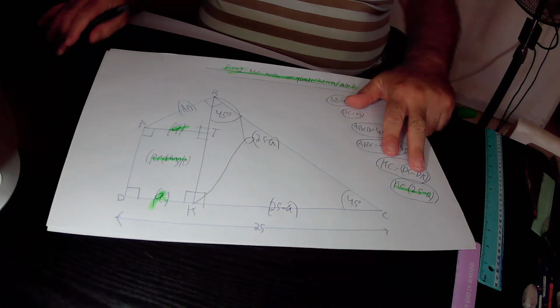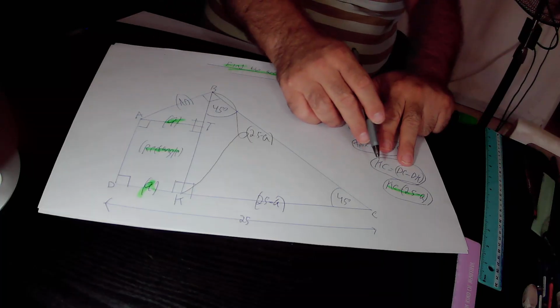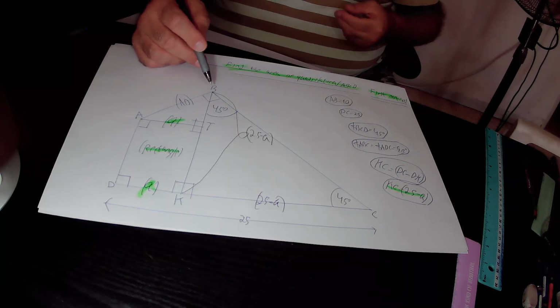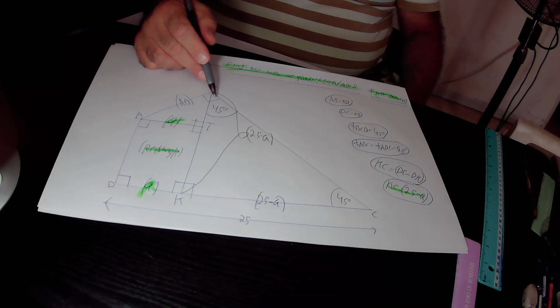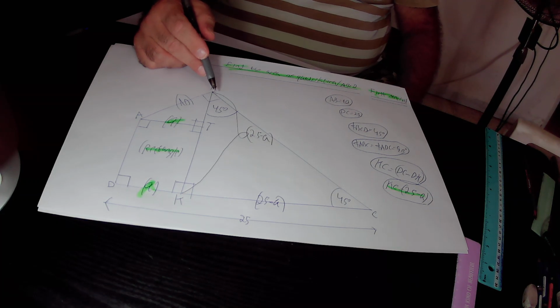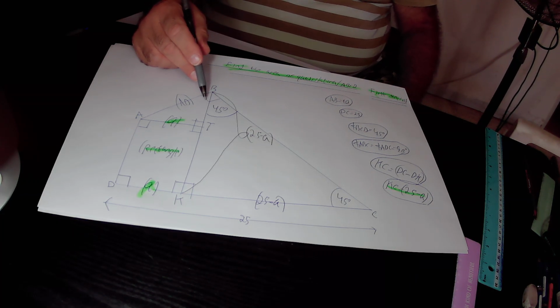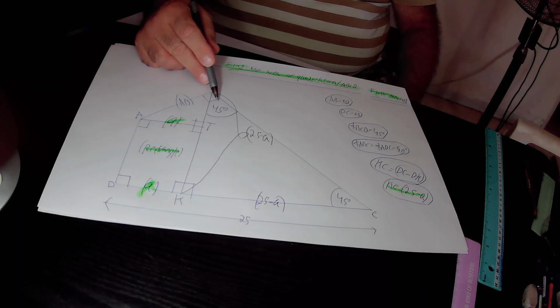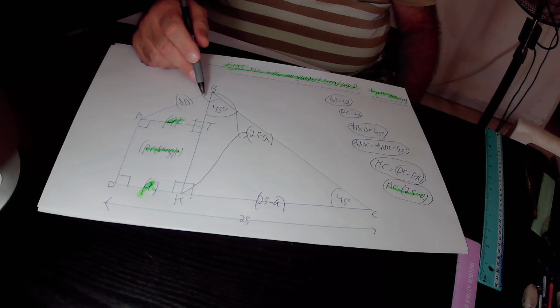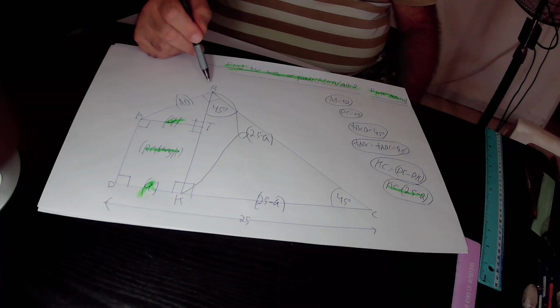The big angle ABC equals 90 degrees in its size. This is angle KBC, that equals 45 degrees in size, and therefore this missing angle must be equal to 90 degrees minus 45 degrees, that is 45 degrees. So angle ABK is equal to 45 degrees in its size.